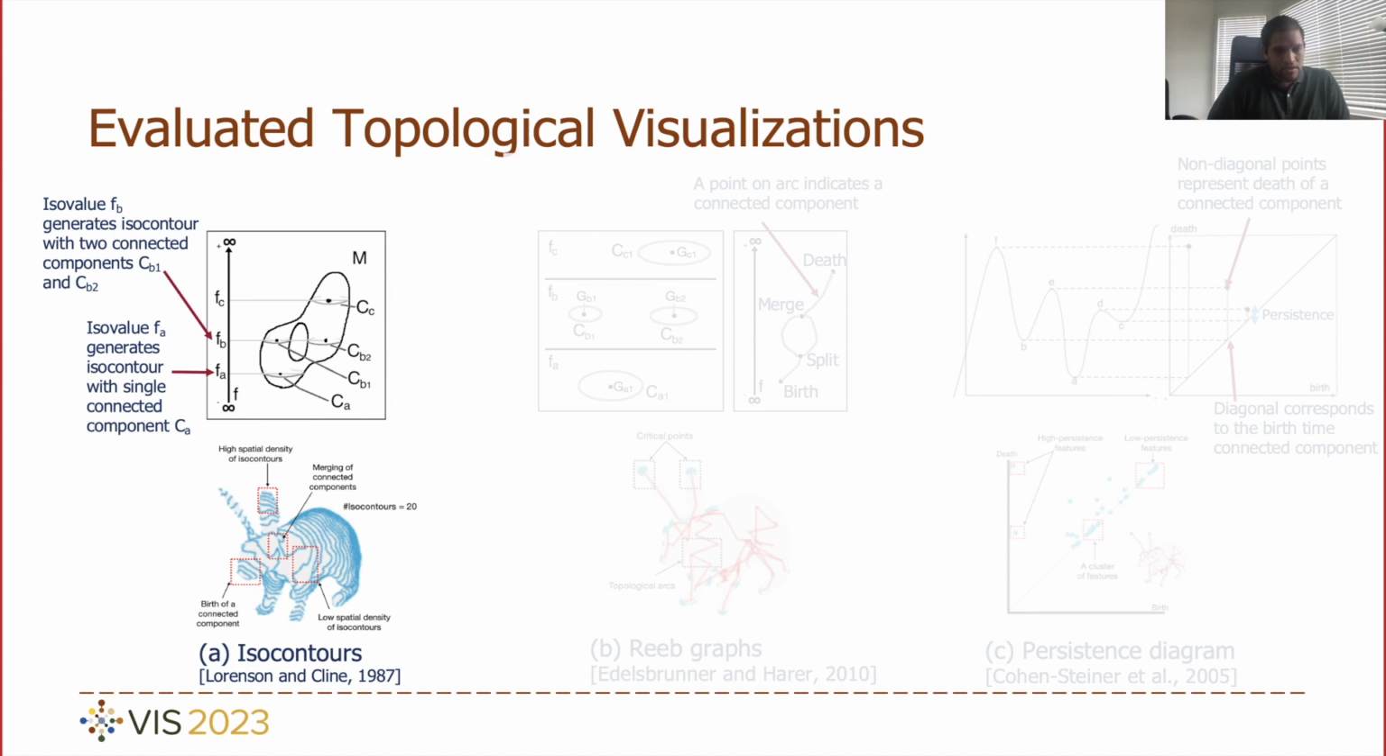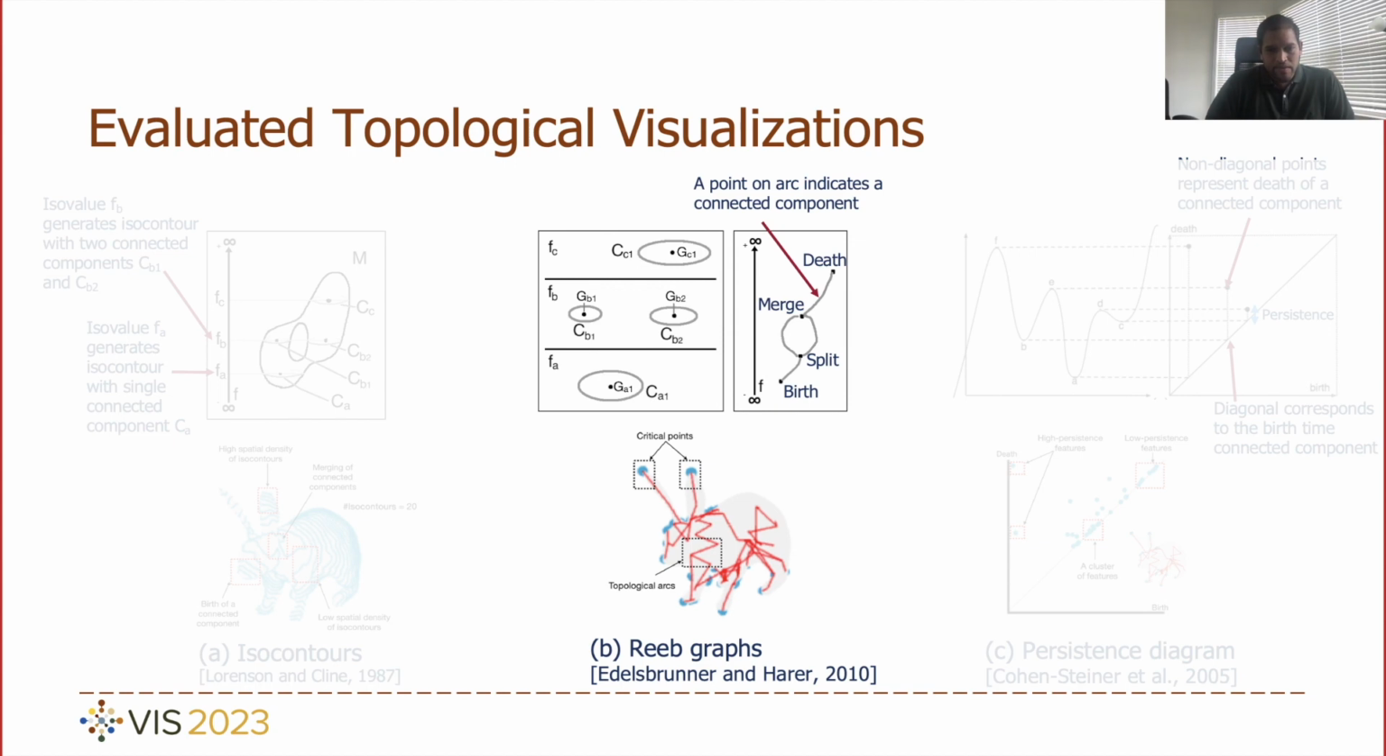Now, isocontours visualize points with equal data value, also known as isovalues. As depicted for the rabbit dataset, we can control the number of isocontours. Also, we can infer different events such as birth and merging of connected components, and the high spatial density of isocontours is observed in high gradient regions and vice versa.